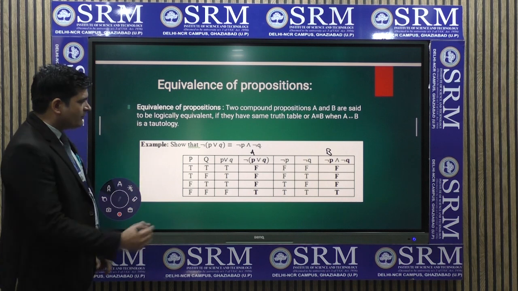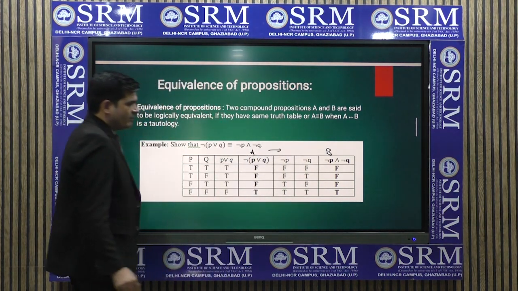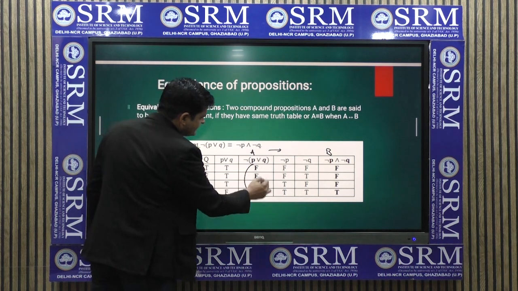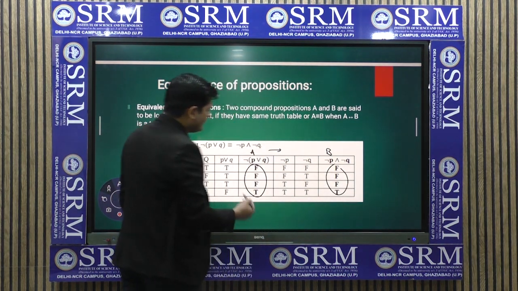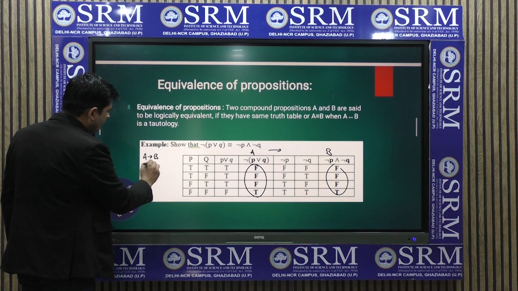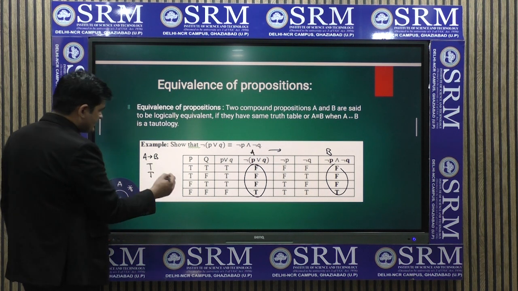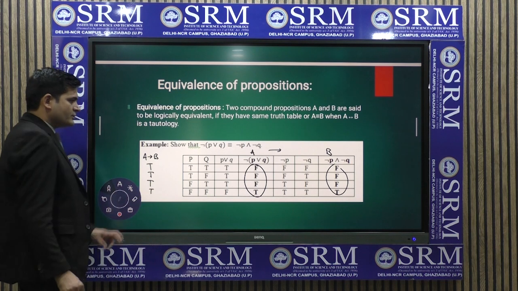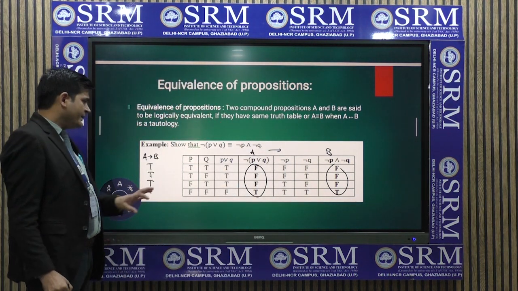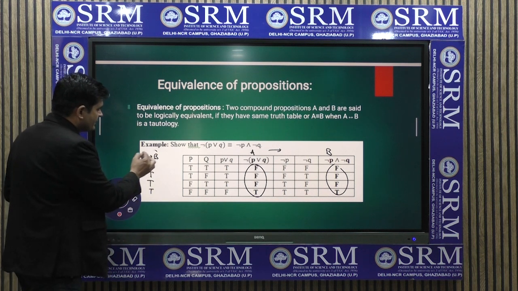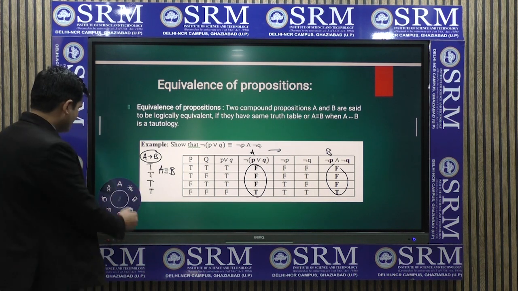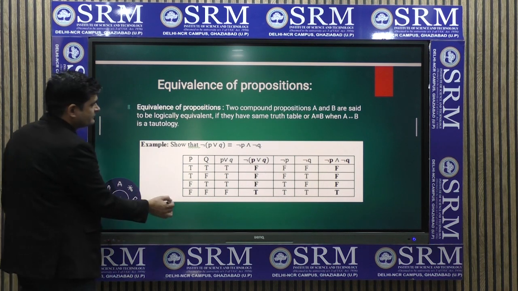If I take the conditional of these two propositions, the conditional is false only whenever A is true and B is false. There is no case here where A is true and B is false. So if you find A conditional B, you will get the true value in all four cases, because it is false only whenever A is true and B is false, but there is no such case. So it is a tautology. If A conditional B is a tautology, that means A is logically equivalent to B. Okay, student? Let us go to the next slide.